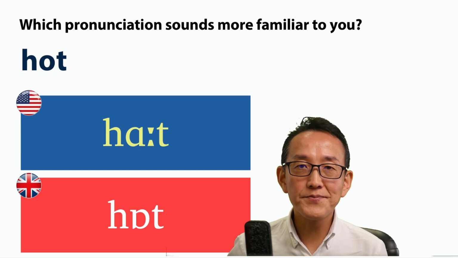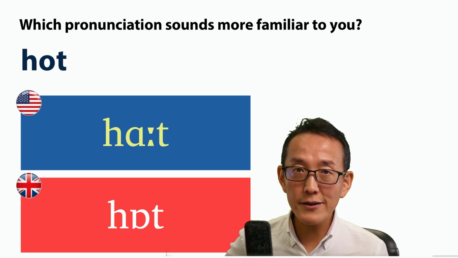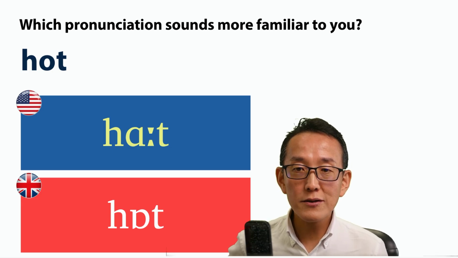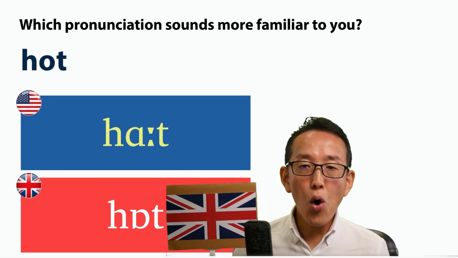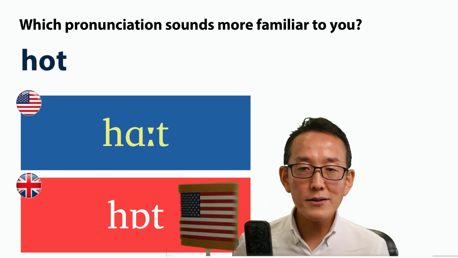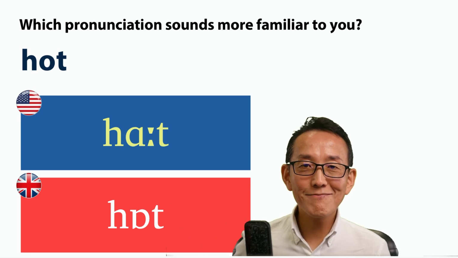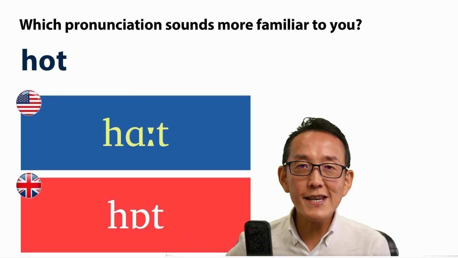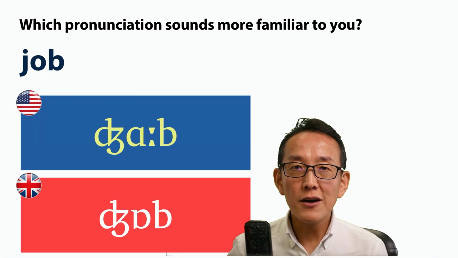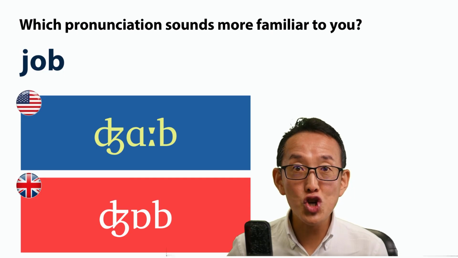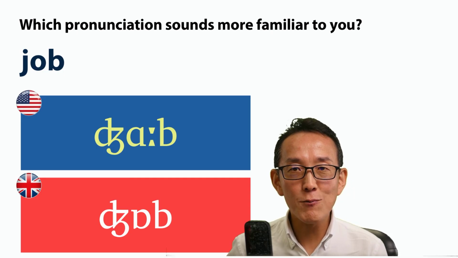Now when I say it the British way, it goes like hot, hot. Heart, hot, heart, hot. Let's see some more examples. Lot in American English and lot in British English. Again, we can hear the same pattern. Job in American English and job in British English. Once again, we can hear the same difference.